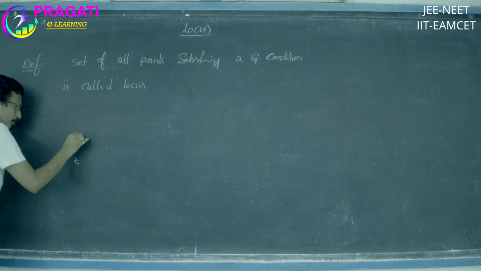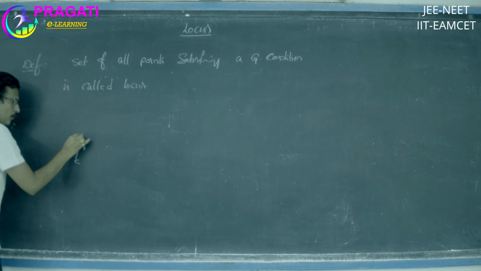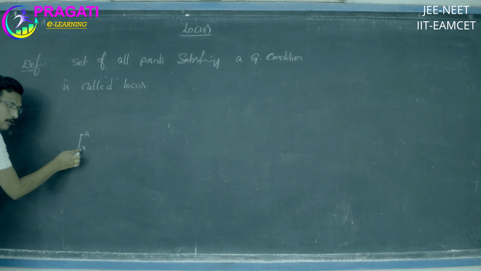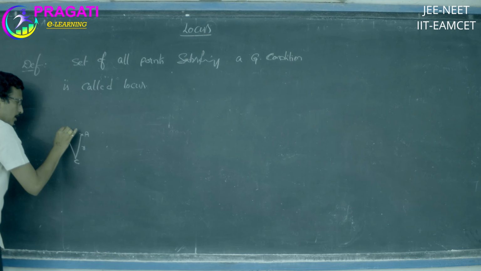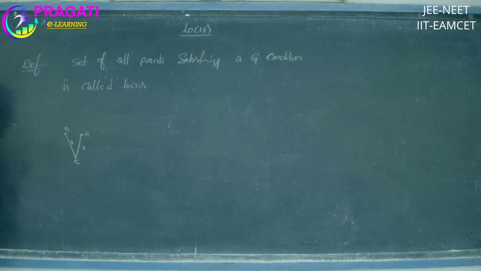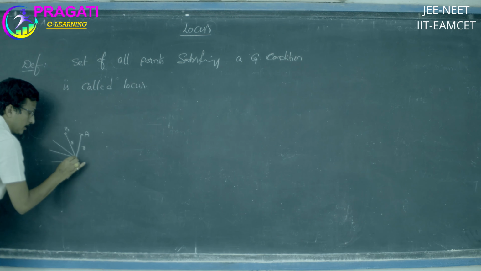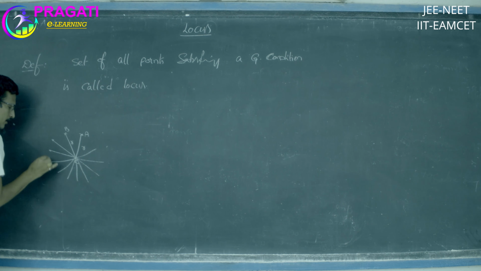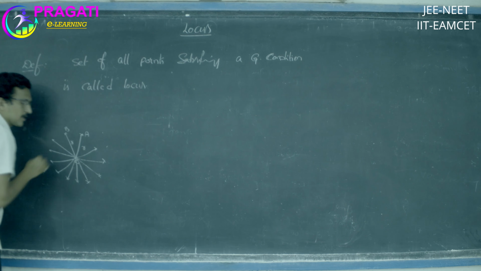Suppose here it is one of the points A. Here the point A is at a distance of r from C. Here one more point is there. It is also at a distance of r units from C. And one more point and one more point. There are so many points. These points are at a distance of r units from C.